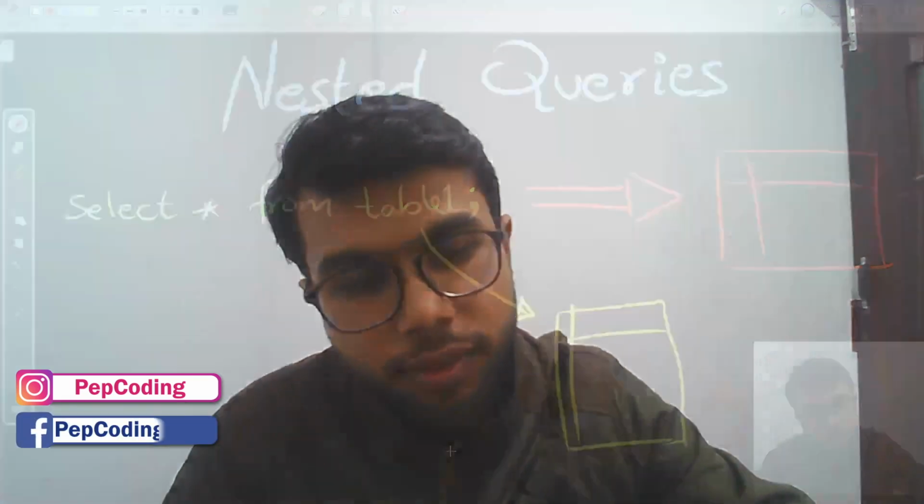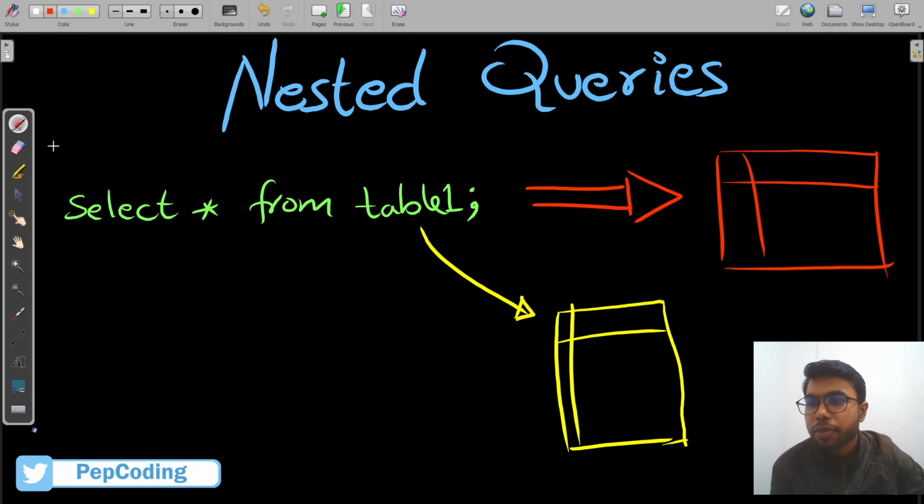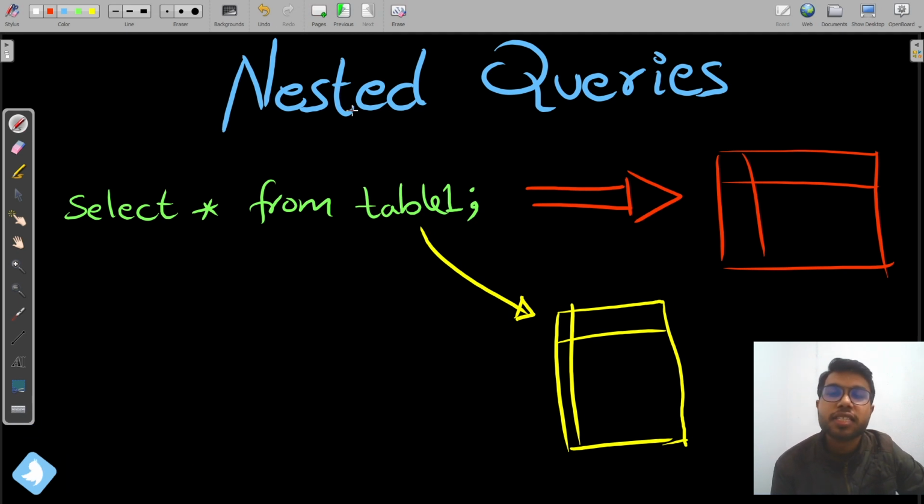So in this video, we'll be doing nested queries. Nested queries basically means that we have a query within a query, right? And that is our nested queries. So let's start. To begin with, let's take an example and see why this is even allowed, why you can nest queries within queries within queries.